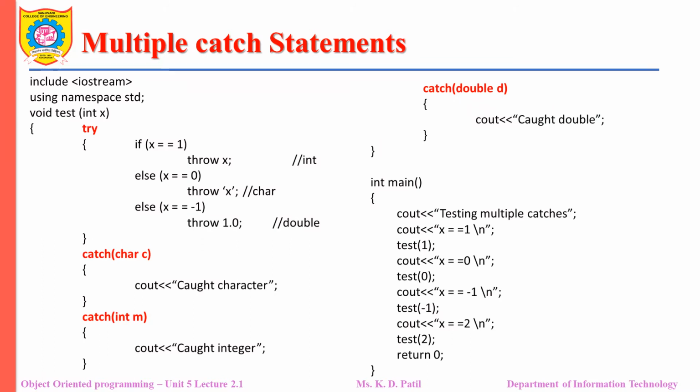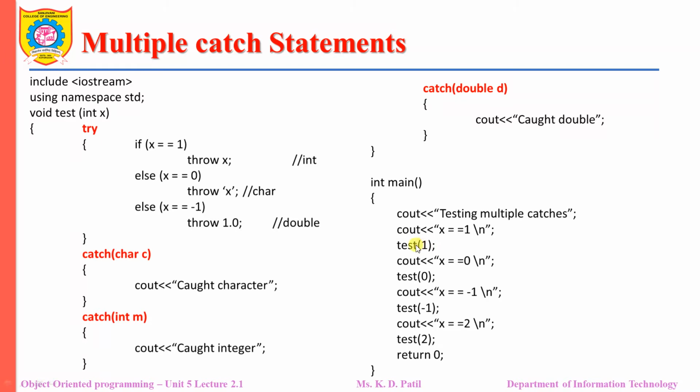Let us see the example of how the multiple catch statements work. Now here I have the main function. Here I am going to throw an exception for the value x. Now, here is my first cout statement which shows testing multiple catches. Now, here I have a cout statement which indicates the value of x is equal to 1.